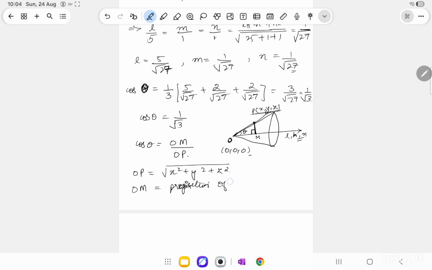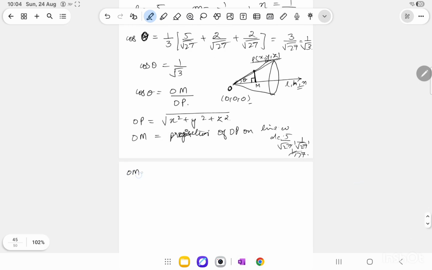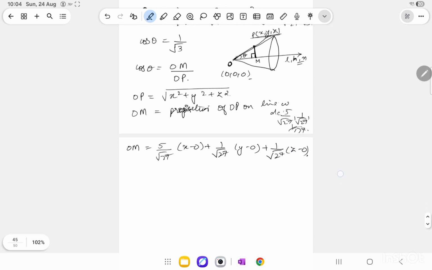OM is basically the projection of OP on the line with DCs l, m and n, which are 5 by root 27, 1 by root 27, 1 by root 27. So OM will be equal to 5 by root 27 into (x - 0) plus 1 by root 27 into (y - 0) plus 1 by root 27 into (z - 0). So from here I got both OM and OP.